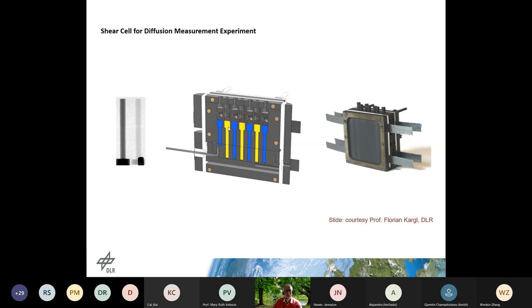And the yellow and blue metals are different metals. And the whole device is heated, it's called a shear cell, so that all of these metals are molten. And then if one slides the bottom with respect to the top by one intermaterial distance, then we have a diffusion couple. So the bottom of the yellow will be meeting the top of the blue, etc.